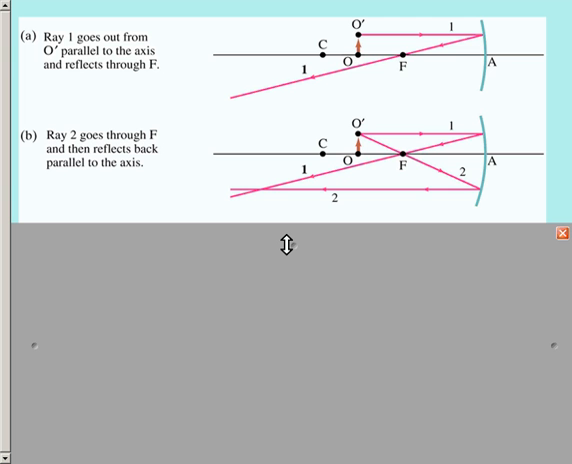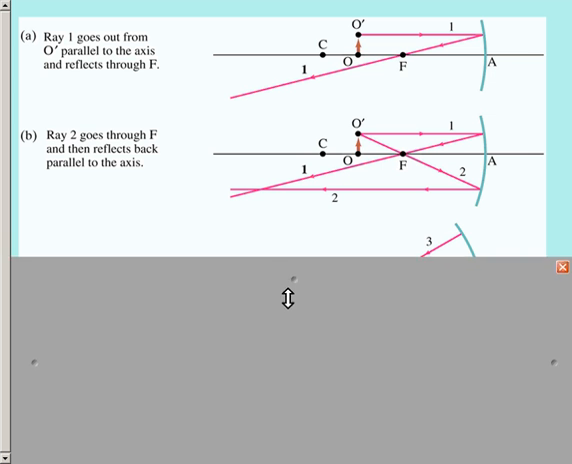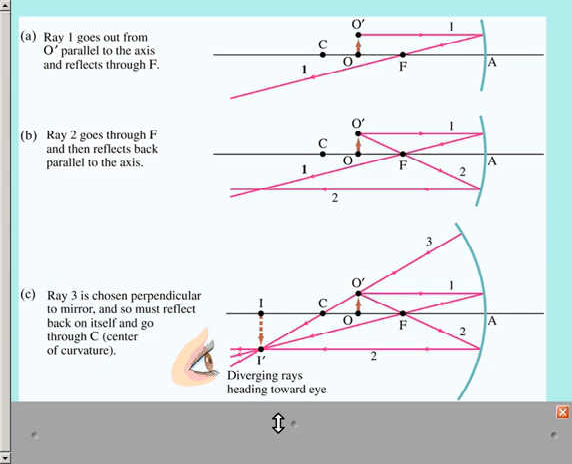So truthfully, that should be enough to draw the image. And you could stop there on the test if you wanted to. I would suggest drawing one more ray, the one that goes through the center of curvature or the radius of curvature. Now notice on that last one, they had to extend the mirror a little bit because it didn't curve far enough. But here's the point. It goes straight to the mirror, but then it goes out again. So you could just draw it straight from the object out through the center.